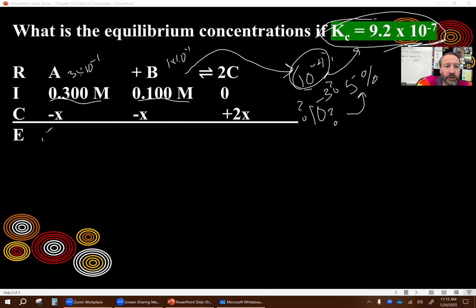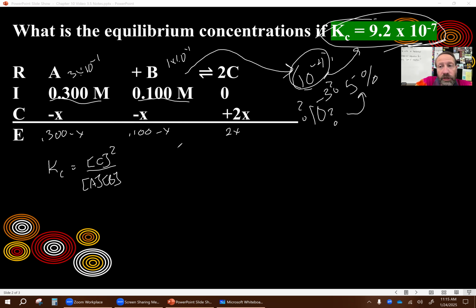Okay. So we're going to begin working this like we would the others. So I have 0.3, and I'm keeping my sig digs there, 0.300 minus x, 0.100 minus x, and then this is 2x, okay? And I'm going to write my KC expression. Concentration of C squared over concentration of A and concentration of B, okay? And I know what KC is. I was given my KC. I know what these are. These are going to have X's.